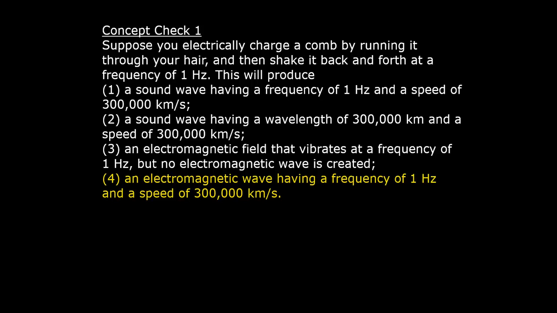Okay, let's go through it. You have a charged comb. You're shaking it. What happens when you get a charged object shaking? You produce an electromagnetic wave. So number 1 and number 2 are wrong because you don't get a sound wave. You get an electromagnetic wave. Now it's between 3 and 4. You're shaking it back and forth at a frequency of 1 hertz. What's the frequency of the light wave going to be? 1 hertz. Now it's light. What's the speed going to be? Speed of light. So that's why answer number 4 is correct.